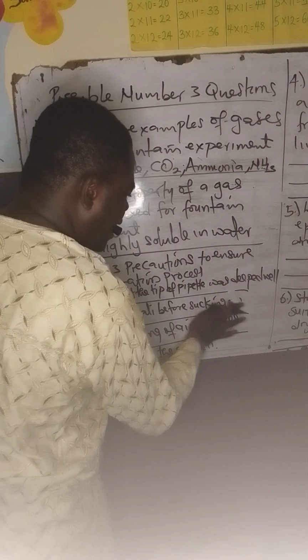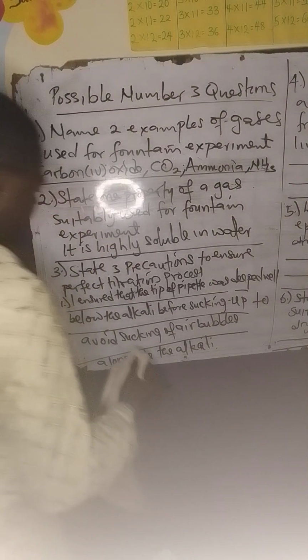Yes, I ensure that the tip of the pipette was dipped well below the alkaline before sucking up, to avoid sucking of air bubbles alongside the alkaline. And if you suck the air bubbles, it means what you have inside the pipette is not up to 25 cm3 again. So next one, number 2.